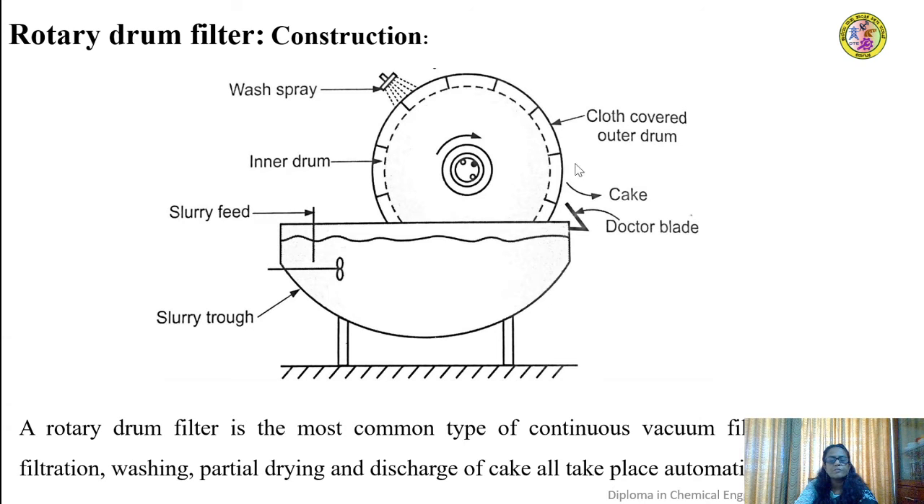It is the one filter in which the filtration, washing, partial drying, and discharge of the cake all take place simultaneously and automatically. That is how we can adopt this one for a continuous vacuum filtration operation. So the filtration cycle, washing cycle, partial drying of the cake, and also the removal of the cake all take place automatically in this type of filter.